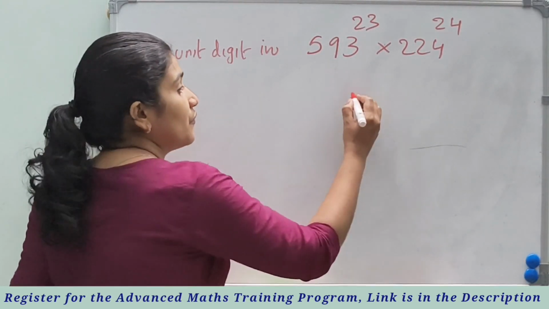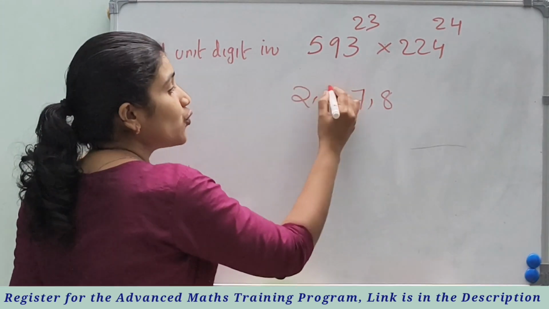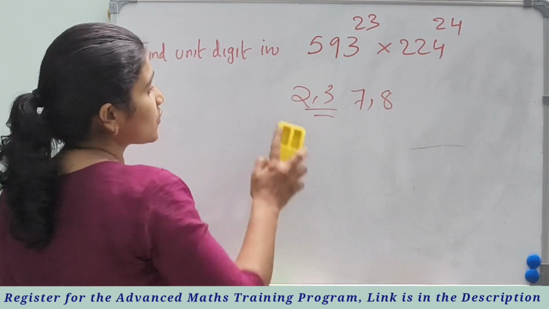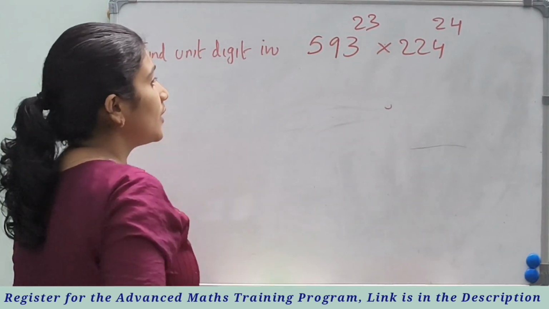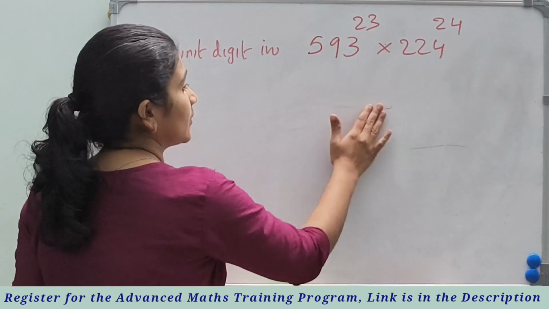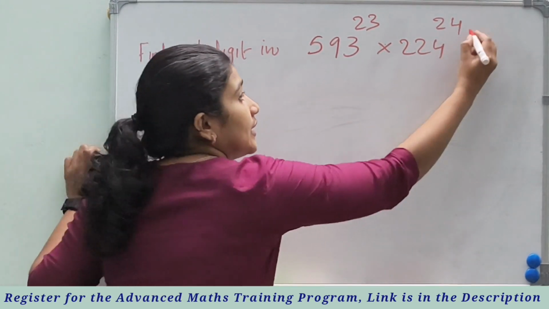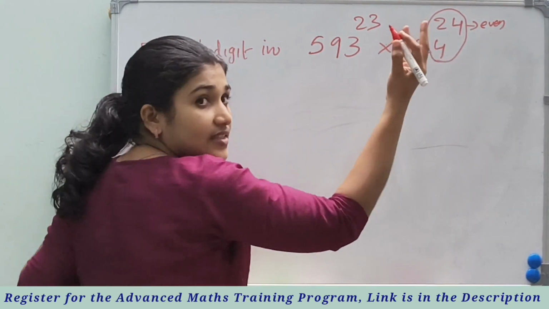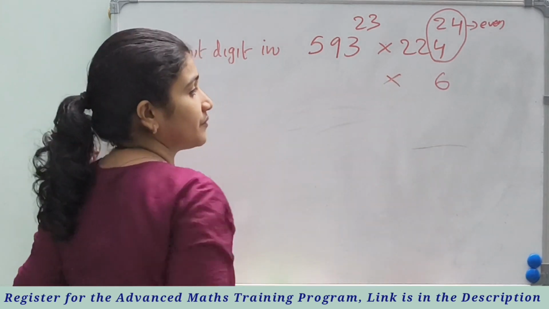Here we know about digit 7 and 8. Now we have 2 and 3. So we will solve 2 and 3 while solving these questions. Here, 4 raised to even number. 4 square is 16. So 4 raised to even number, unit digit is 6.